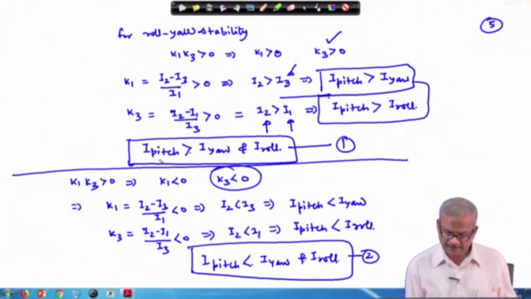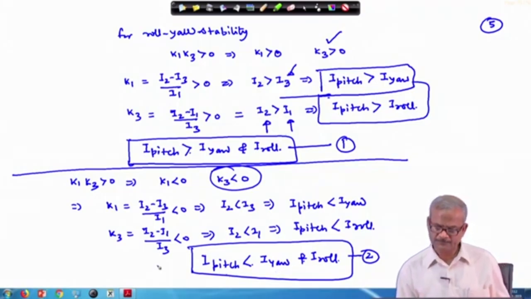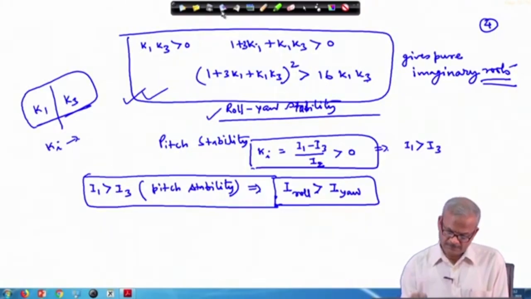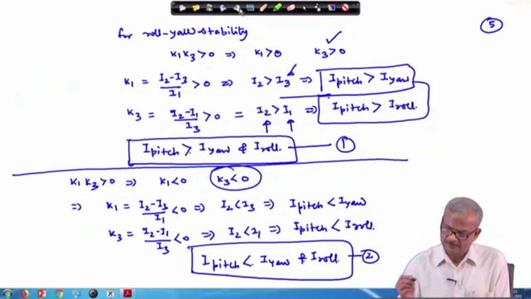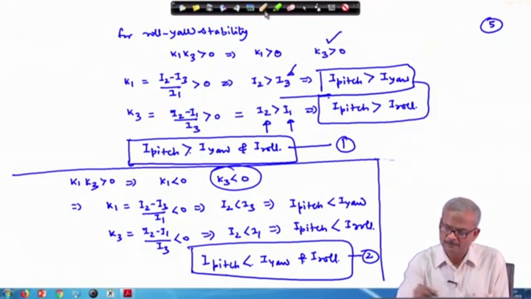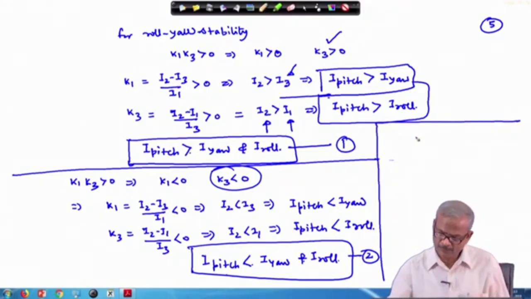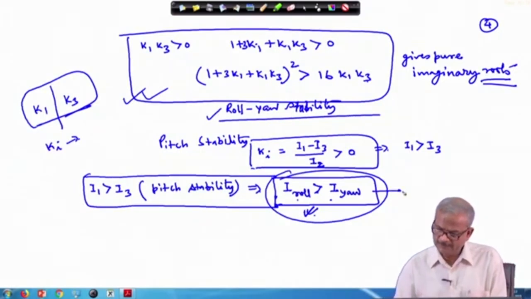So, what we see is that either I pitch should be greater than I roll and yaw, or I pitch should be less than I roll and yaw. And for the pitch stability, we have only one condition, that I roll should be greater than I yaw. So, now we utilize this. I will write here in this portion. This is 1, 2, and here I will write this as, say, A. Earlier I have written perhaps, so I will name this as B.